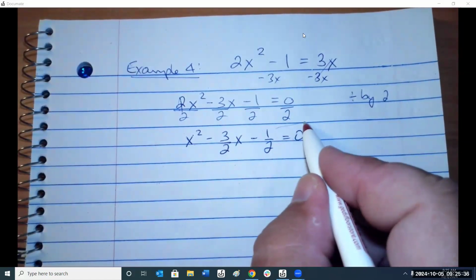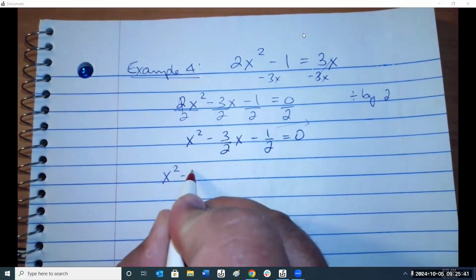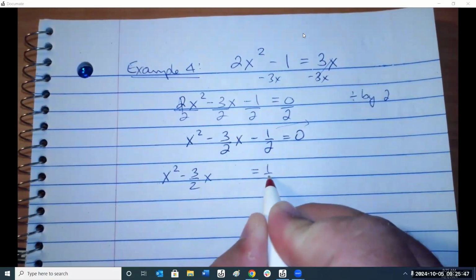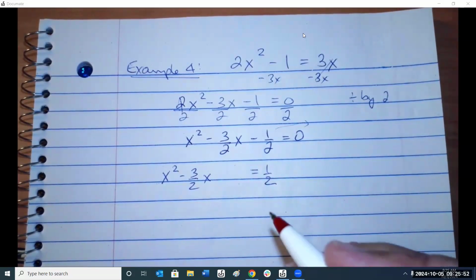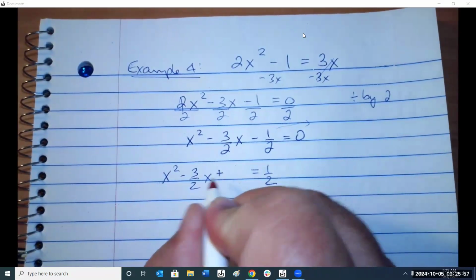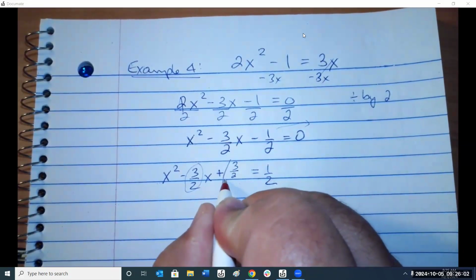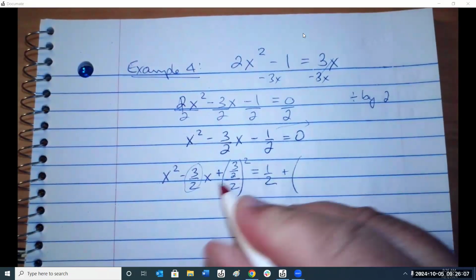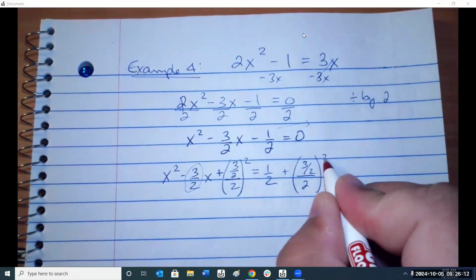So move the constant term to the other side. So I add 1/2 to both sides. Add, here's the b term. So I add 3/2 over 2, squared, to both sides. So whatever that b term is, 3 over 2 divided by 2, squared.